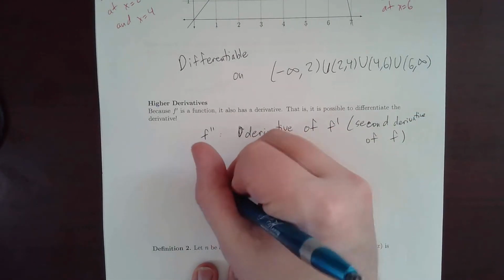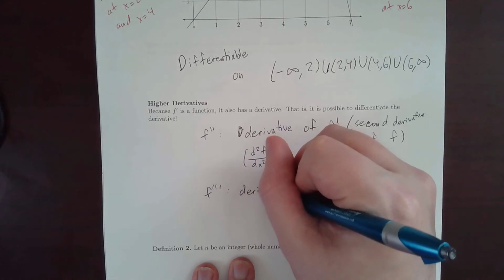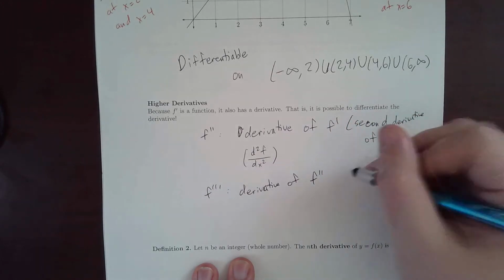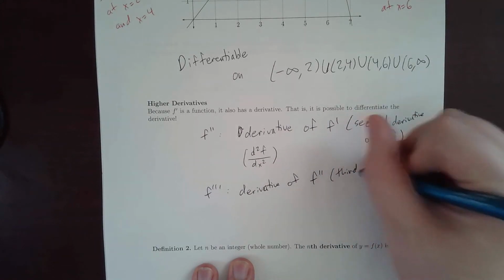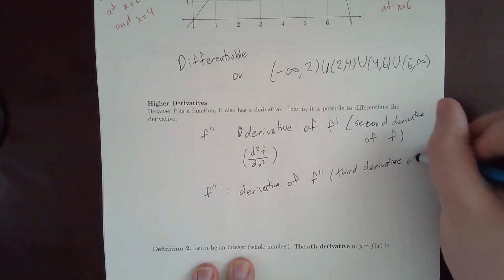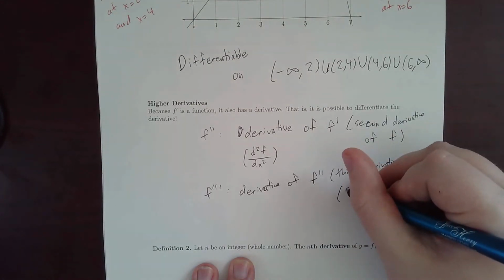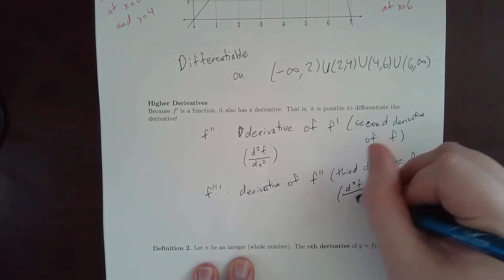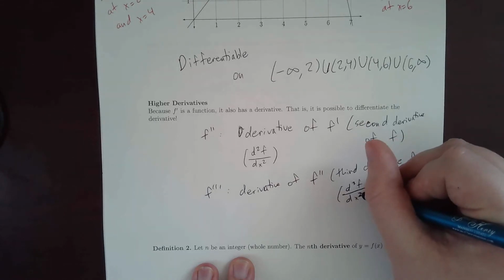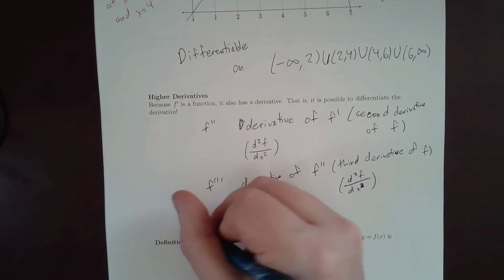We can even go to our third derivative. So this is the derivative of f double prime, or the third derivative of f. And so here, using the differential notation, this would be d3f over dx cubed, and we also could have the fourth derivative.